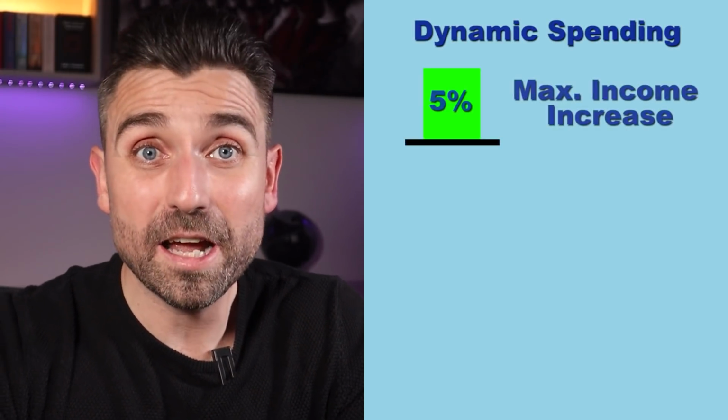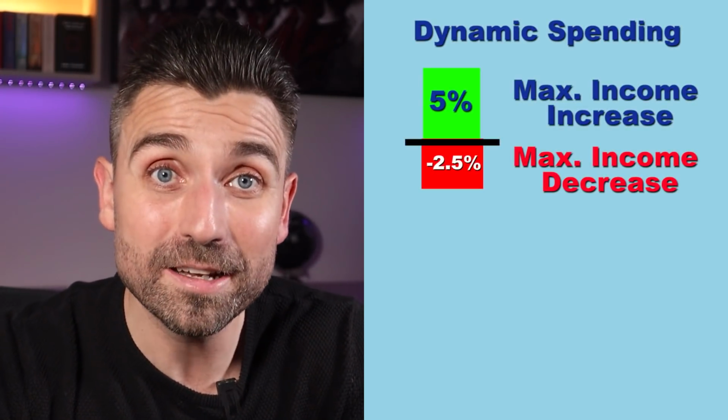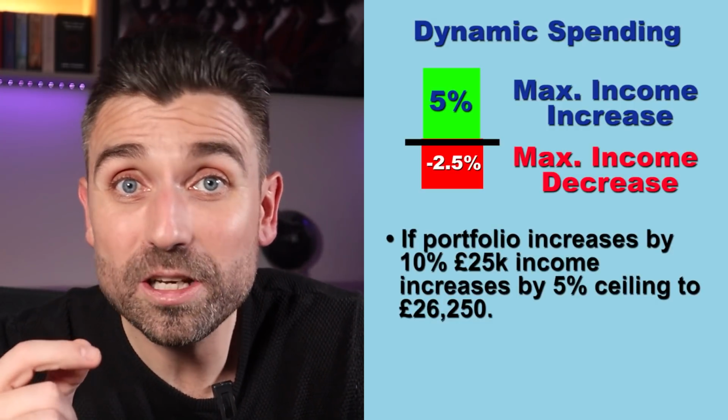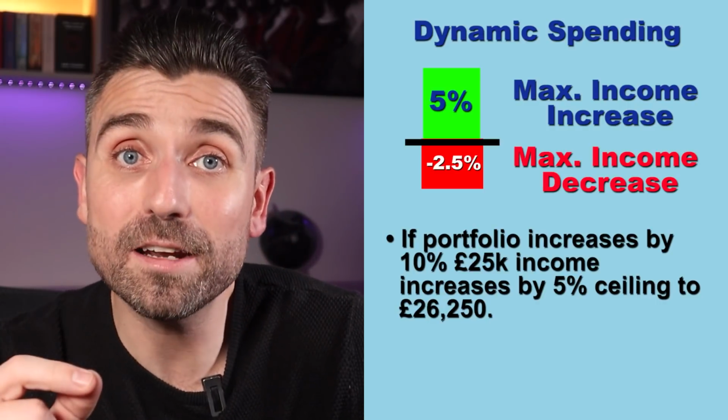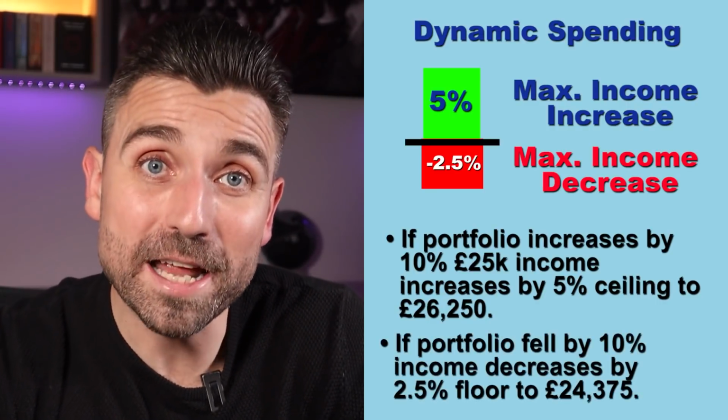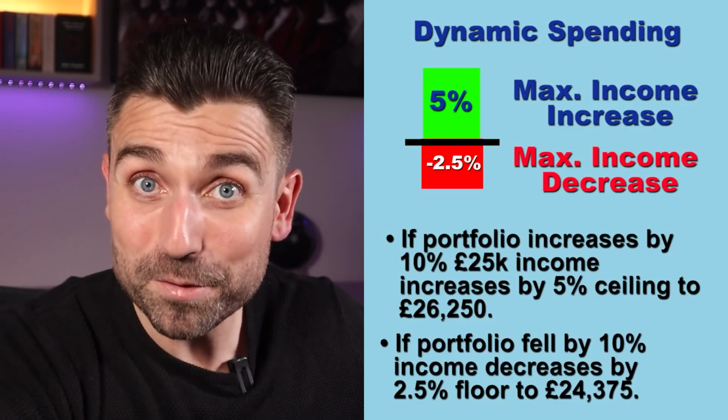So what dynamic spending proposes is that you set a fixed income level for retirement, say £25,000 on a £500,000 pot, then you adjust it each year depending on how the investments perform, subject to a ceiling and a floor. So let's assume you choose a ceiling of 5% and a floor of minus 2.5%. Even if your portfolio increased by 10% in the first year, you would increase your income by just 5% to £26,250 the following year.